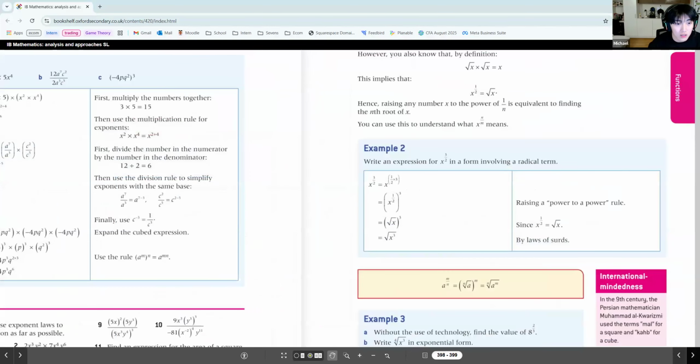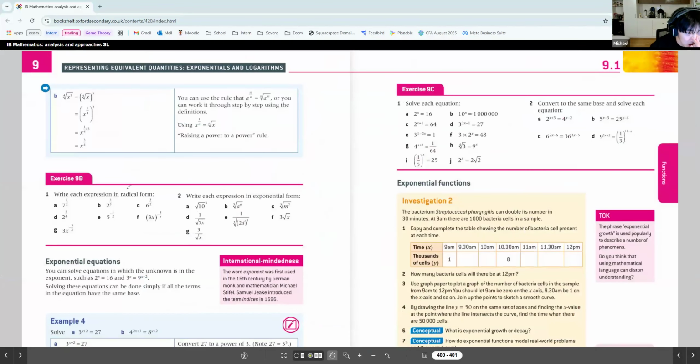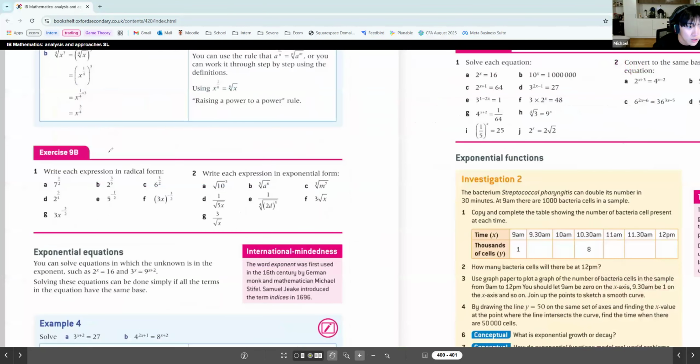Yeah. And then the other one is exponential form. Okay, radical form means, sorry, it means no negative power and no root. Oh wait, no fraction. Okay, so no fraction, no negative power. Okay, and the other one's opposite.